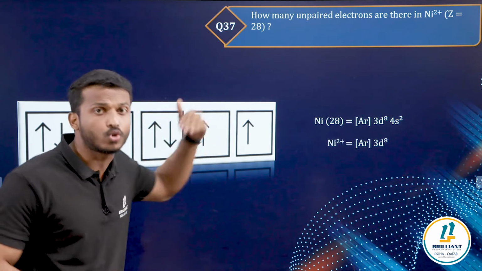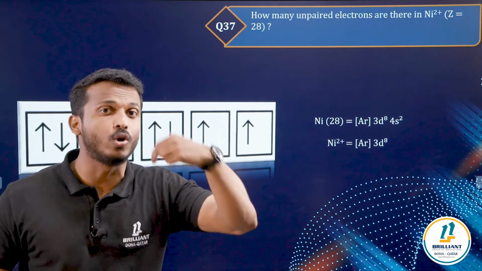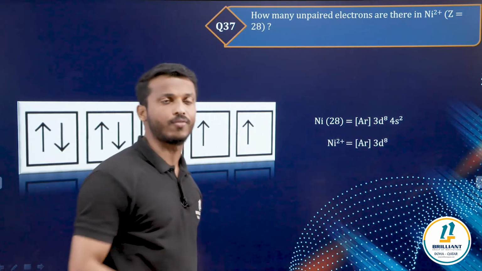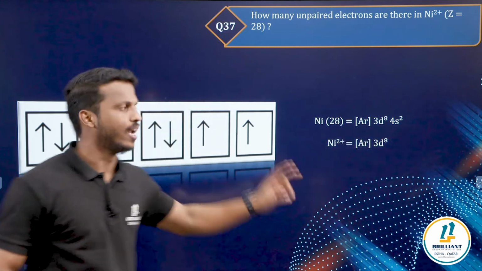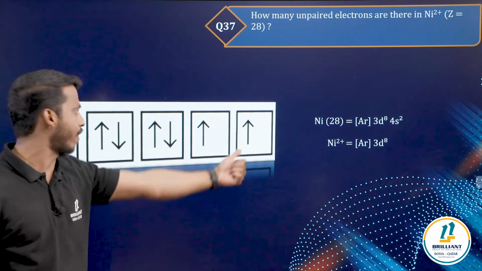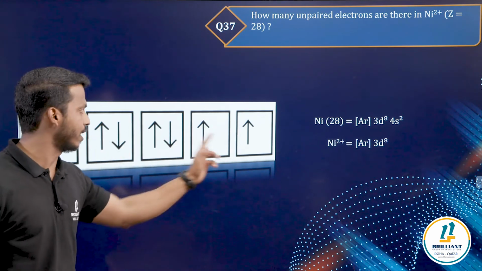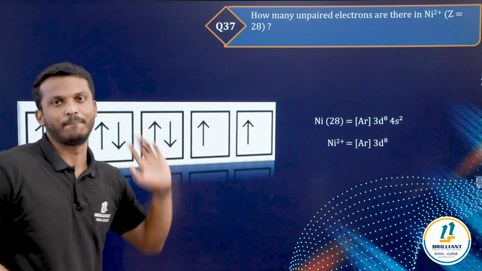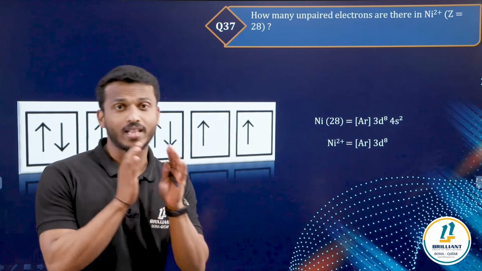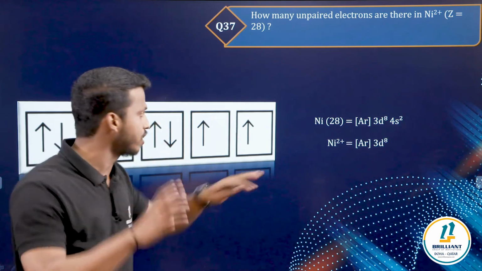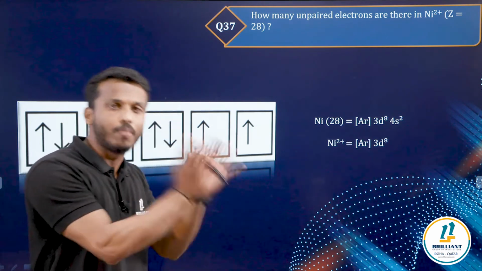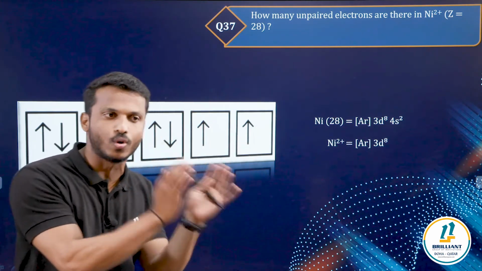But here the question is nickel 2+. Nickel 2+ means we have to lose 2 electrons, from the outermost orbital, 4s. So remove 2 electrons from 4s. What is left? 3d8. How can you fill 8 electrons in the d orbital like this? 1, 2, 3, 4, 5, 6, 7, 8. So you can see these are all paired, these two are unpaired. So what is the number of unpaired electrons in the nickel 2+ ion? These 2. So write the ground state first, then take the oxidation state, lose as many electrons as needed, and fill the remaining electrons properly according to Hund's rule, then see how many unpaired electrons are there.